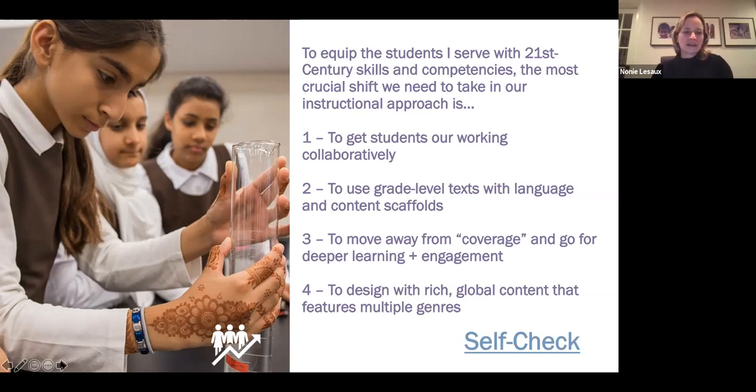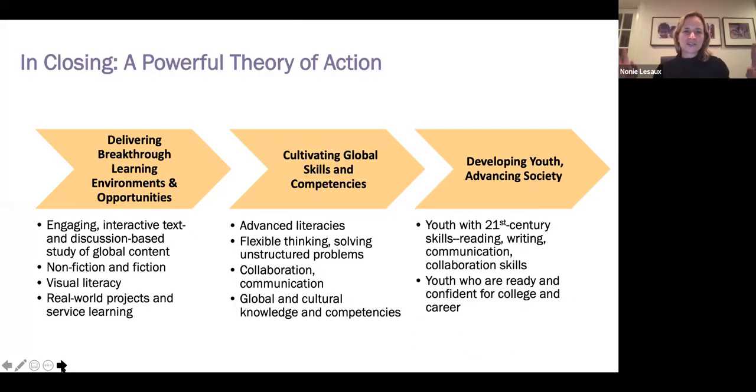So I'm going to take another minute or so and just suggest, I think if we had to zoom back out and think about our conversation, I would place it in the context of what I think of as a very powerful theory of action. That if we deliver on these breakthrough learning environments and opportunities to cultivate global skills and competencies, we are developing youth and we are advancing society, right?